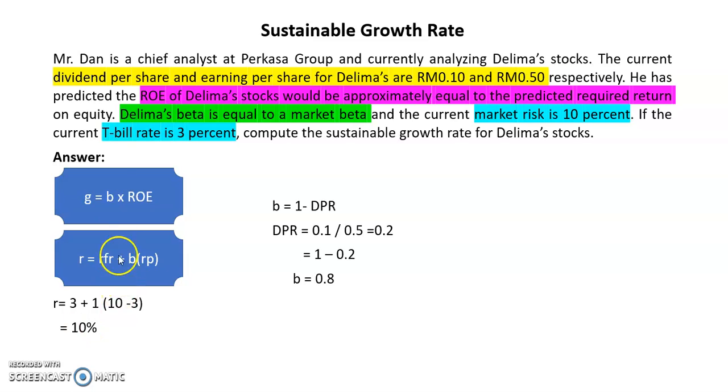Okay, now we have both values, the retention ratio and also the ROE. So in this case, G is equal to the retention ratio 0.8 times 10%. So G is equal to 8%.